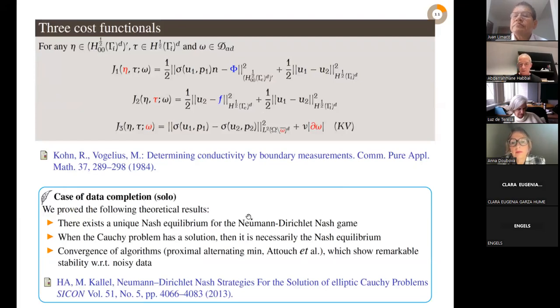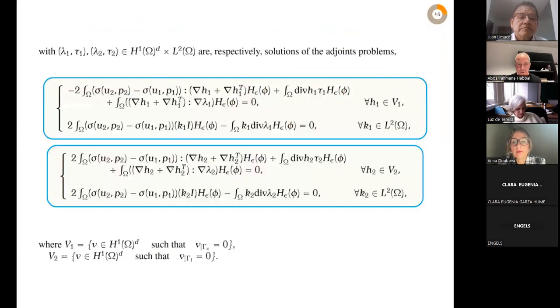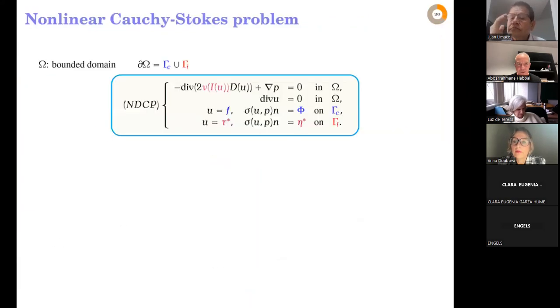Let me not say a word about the theoretical aspects when omegas are involved, because even the direct problem is difficult. There are some conjectures from Setien and others, but okay. Let me go to the data completion problem, the data completion problem in the nonlinear case, even in the steady nonlinear case.